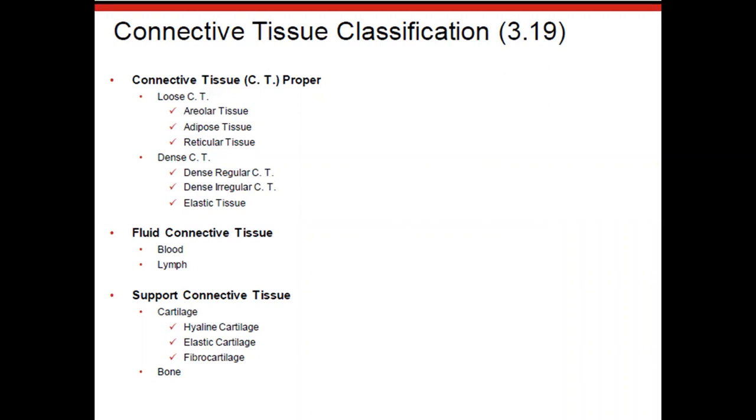Like this figure, or this slide, shows you a breakdown of all the different types of connective tissue that we're going to talk about in this particular lecture video. So the categories here are connective tissue proper, fluid connective tissue, and supportive connective tissue. So what you might need to know about this is which of these tissues is considered connective tissue proper.